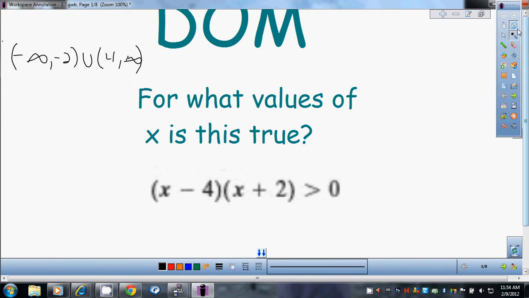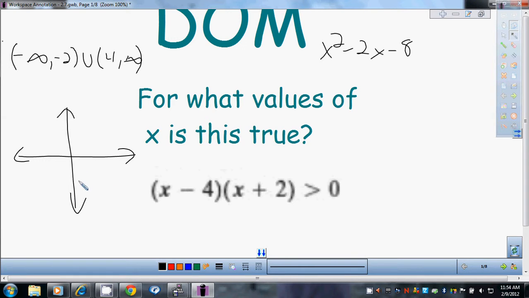If I were to FOIL that out, I would get x squared minus 2x minus 8. If I asked you to graph that, you could, by the things we've done so far. You'd get your y-intercept as negative 8. You'd find your two zeros, which are given to you in the problem, 4 and negative 2. You'd say, oh, my end behavior is positive, positive, and you'd graph it like that.